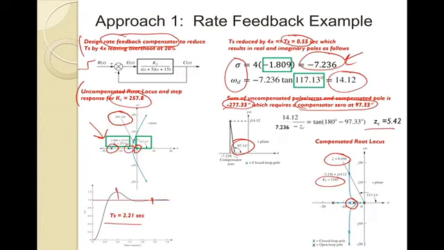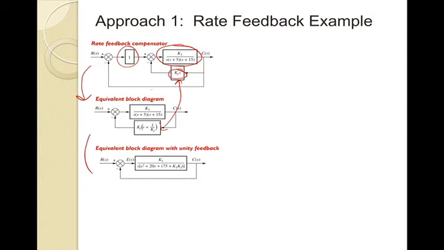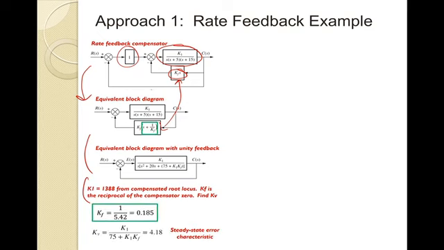Okay, so let's just go right here. Here's our K1. Our 1388 was from our compensated root locus that we saw on the previous slide. Now, KF is going to be the reciprocal of the compensated 0. So we found the compensated 0 on the previous slide as 5.42. So the reciprocal of that will give us our KF.